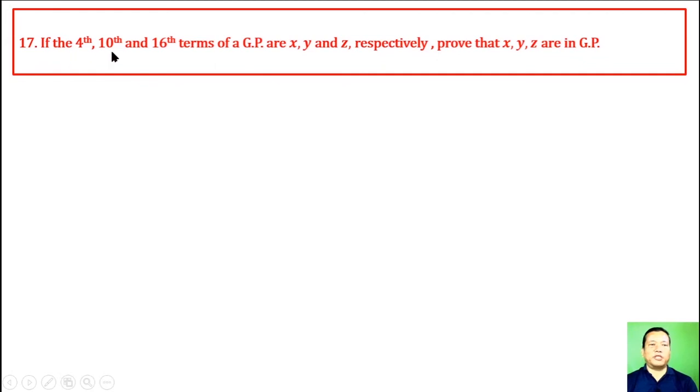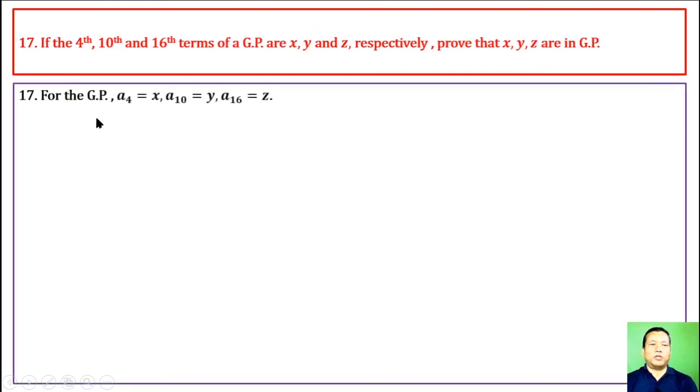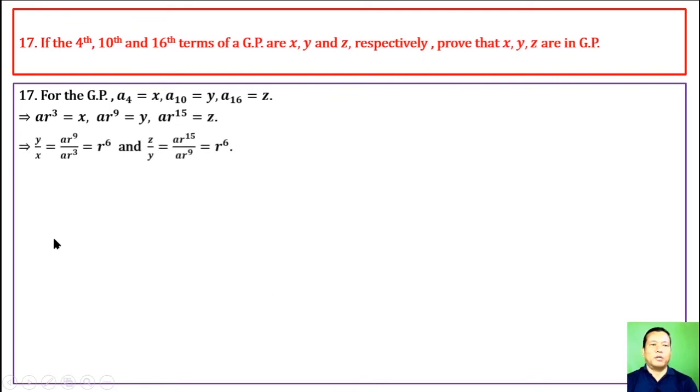Question 17. If the 4th, 10th and 16th terms of a GP are x, y and z respectively, prove that x, y, z are in GP. For the GP, a4 is given as x, a10 is given as y, a16 is given as z. Therefore, a4 is a r cubed, a10 is a r to the power 9, a16 is a r to the power 15. Now, y by x is r to the power 6, z by y is r to the power 6. Rights are equal, therefore lefts are equal, which gives x, y, z are in GP. Hence proved.